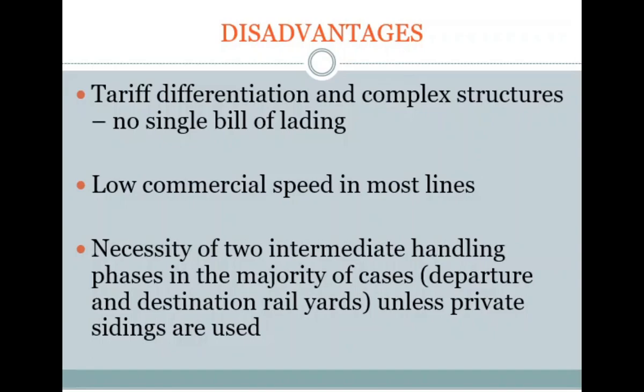In some corridors, in spite of the speed of trains which I have described earlier on, some corridors may not allow trains to run at the speeds that we have discussed. So academically, we could say low commercial speeds in many of the lines. And the necessity of 2 intermediate handling phases in the majority of cases where there's departure and destination rails, unless private sidings are used, also becomes a problem and is seen as a disadvantage in rail transport.